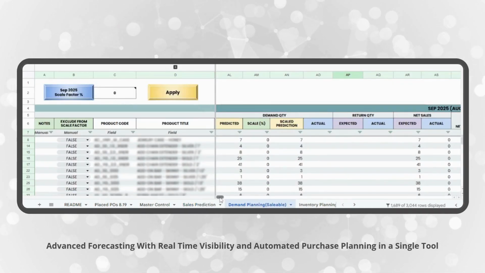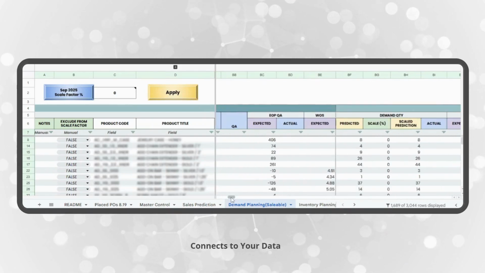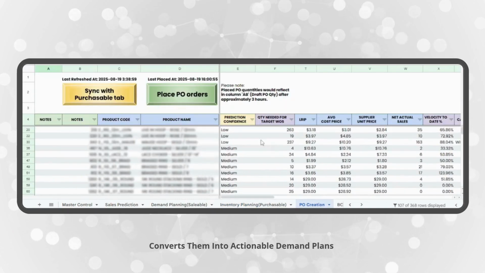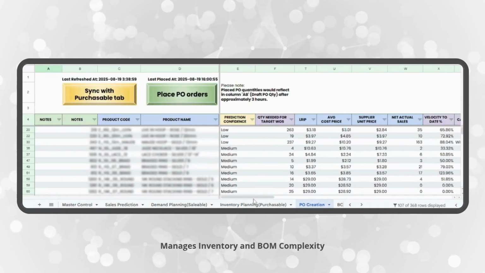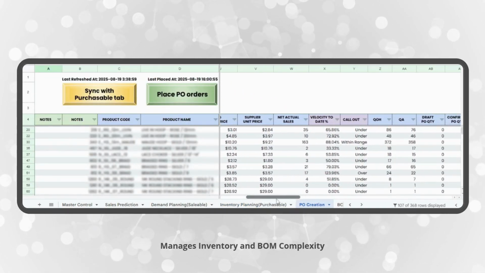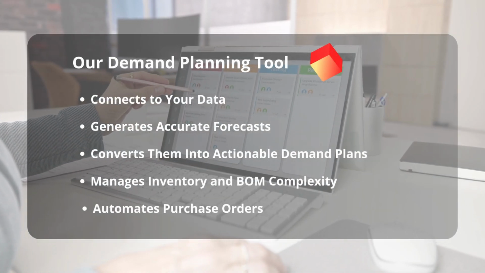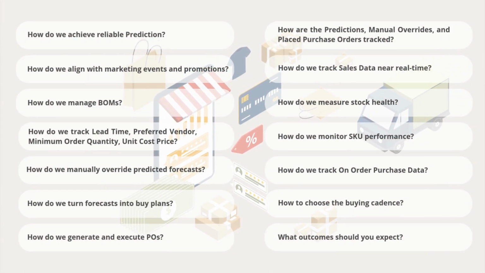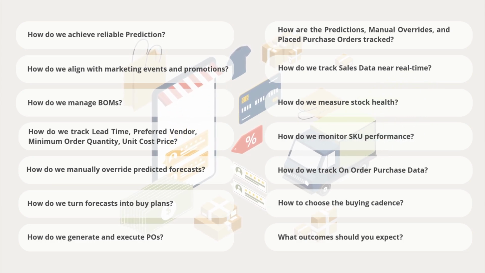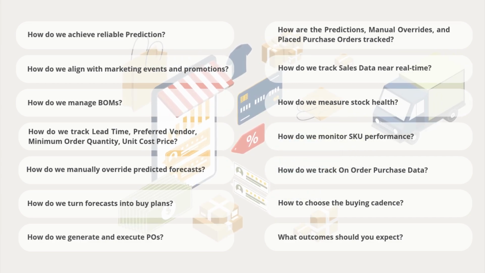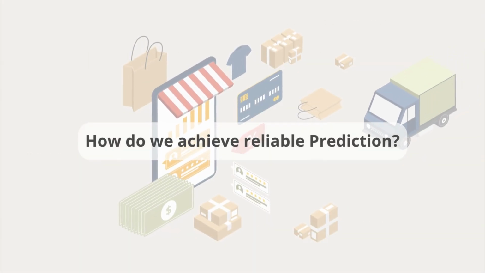This walkthrough will showcase how our demand planning tool connects to your data, generates accurate forecasts, converts them into actionable demand plans, manages inventory and BOM complexity, and automates purchase orders, all aligned with retail planning cycles. In this video, we'll answer the questions about the functionality of our demand planning tool. These questions relate to your business challenges, and at the same time, they give you an overview of the core capabilities of the tool. How do we achieve reliable prediction?